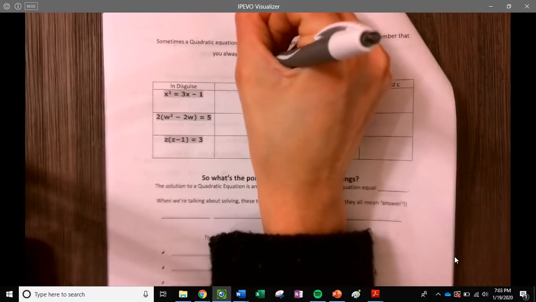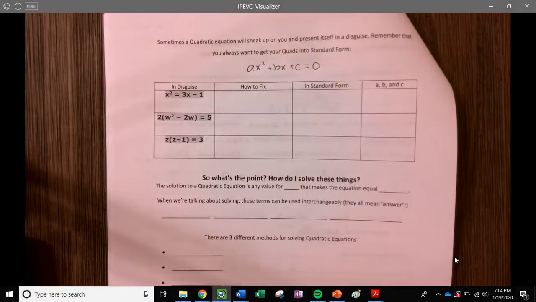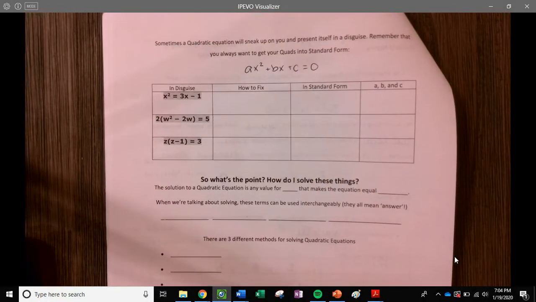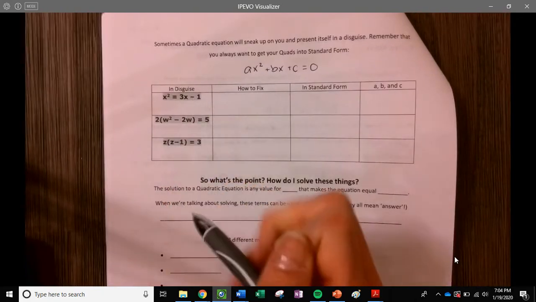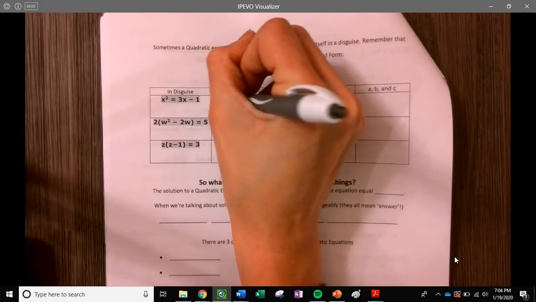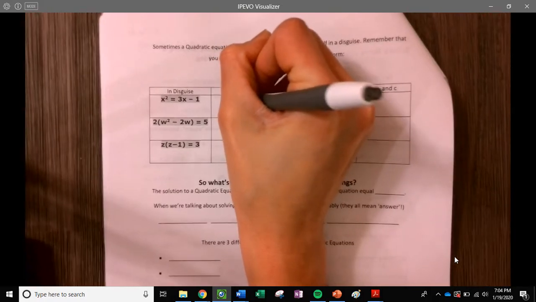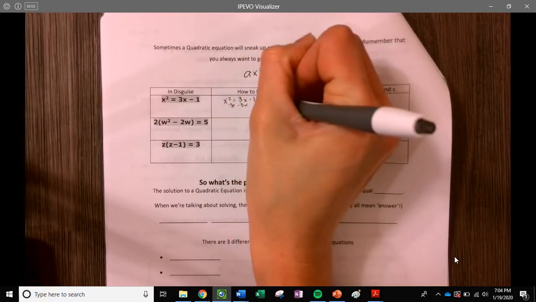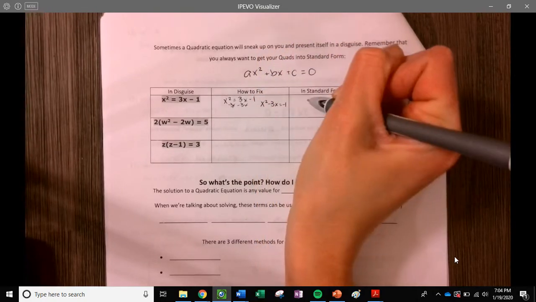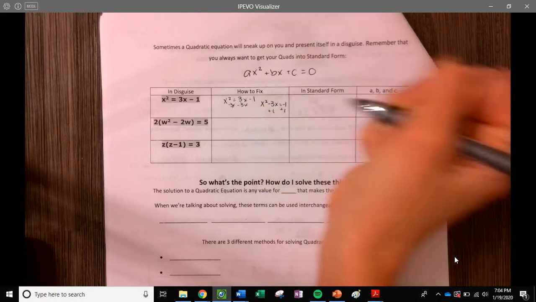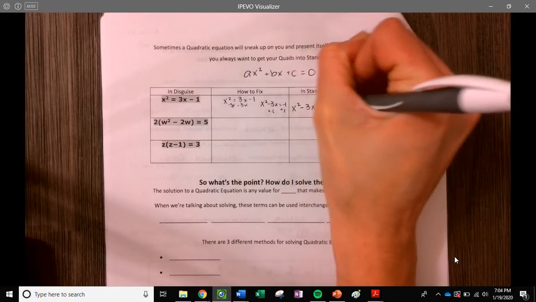All right, so let's write this so we remember. Ax squared plus bx plus c equals 0, where a, b, and c are known values. Okay, so if I have x squared equals 3x minus 1, how do I fix this? Well, x squared equals 3x minus 1. I'm going to subtract 3x from this side and this side. And that's going to give me x squared minus 3x equals negative 1.